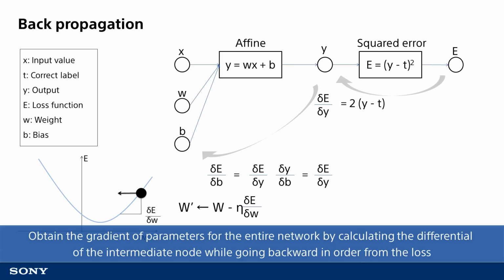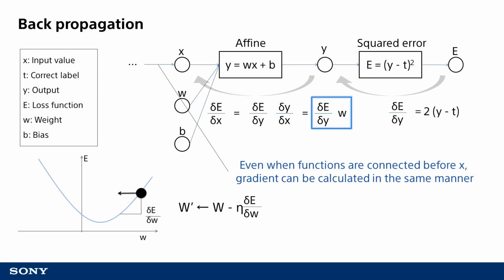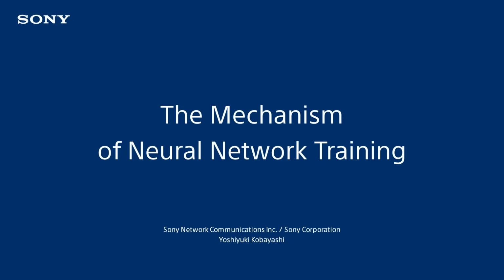I use the simplest single regression to make this explanation simple. Even in cases in which functions such as convolution, max pooling, and ReLU are connected, the differential of composite functions can be used in exactly the same manner to calculate the gradient of the node. By repeating this process, we can calculate the gradient for even the deepest neural network. In today's tutorial, I have explained the mechanism of neural network training. As you saw, the mechanism of neural network training is extremely simple, with the concept of differentiation being the only thing coming up as mathematics.